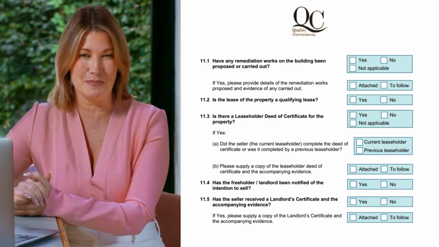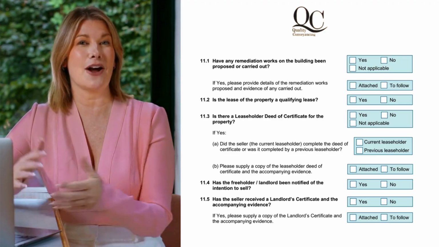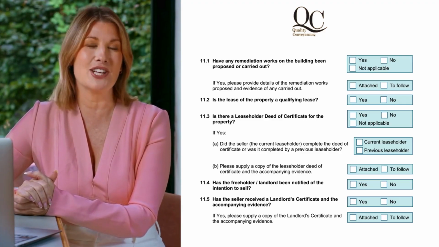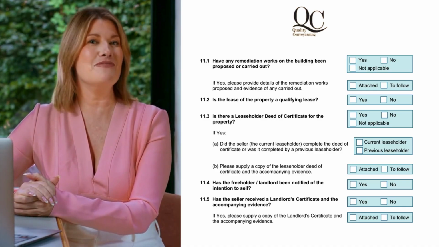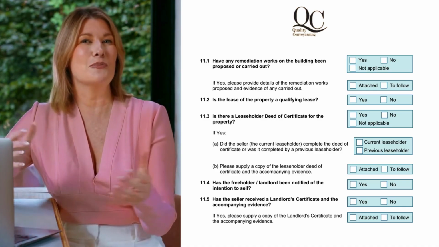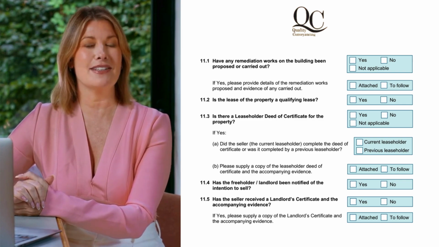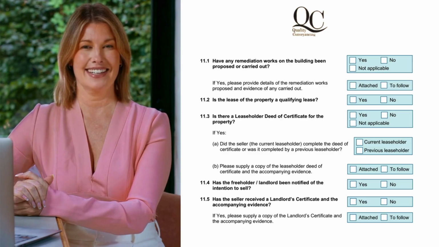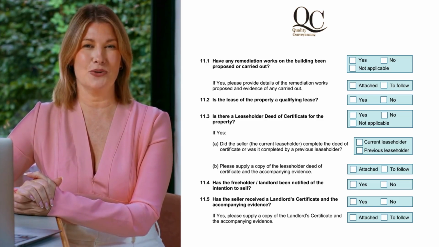The first question asks whether any remediation works have been proposed or carried out on the building. Remediation works are repairs or improvements made to address building safety issues. For example, cladding removal or replacement, fire safety improvements, structural safety works. If you're aware of any works that have already happened or that are planned, tick yes and briefly explain what they were or what's been proposed. If you're not aware of any such works, tick no.